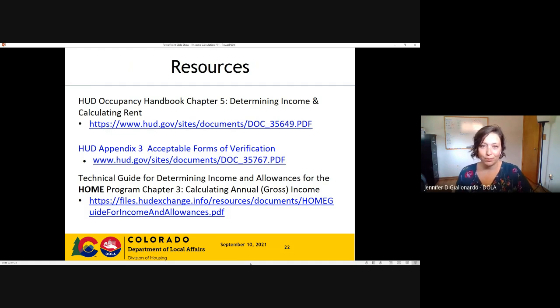That is all with our examples and the income determinations. We're including a few resources here. So the HUD occupancy handbook, chapter 5, which helps determine income and calculating rent. HUD appendix 3, this is a really good resource: the acceptable forms and verification types. I refer to this almost weekly. And then last is the technical guide for determining income and allowances specifically for that HOME program. And so this is chapter 3, calculating annual gross income.